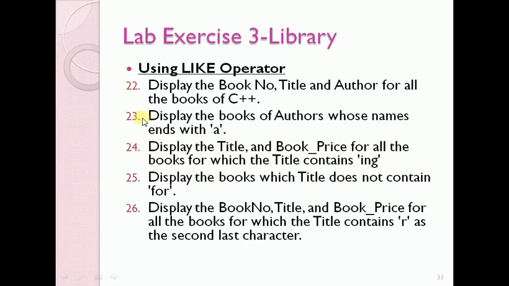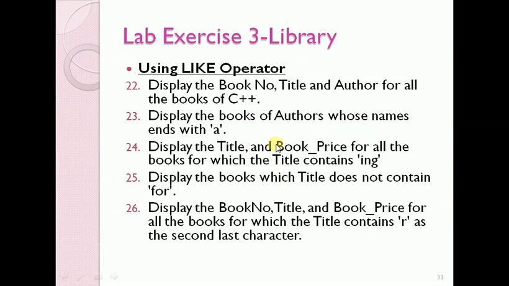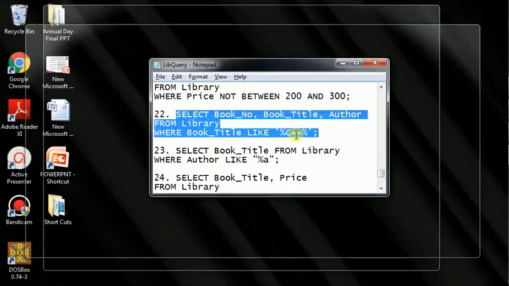Now let's look at the 23rd question. Display the books of authors whose name ends with A. Authors' names, that is this column, ending with A: Rita Ahuja, then Saxena. These 2 names are ending with A. We must get that as the output. Okay, so let's see how we can form the query.